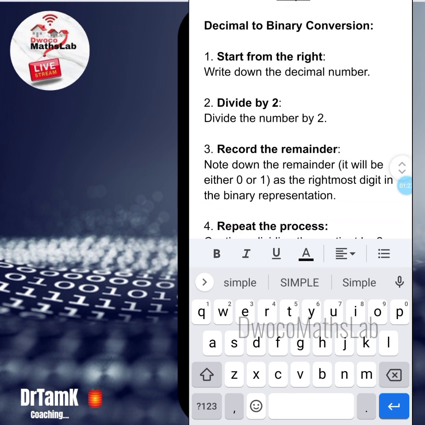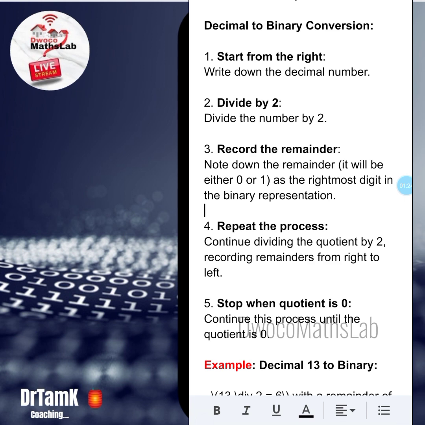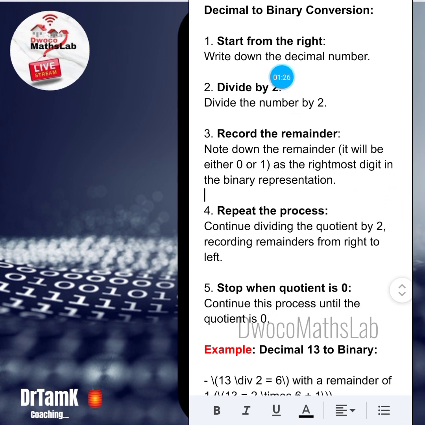Now there are 5 steps to take. Step 1, start from the right. Then divide by 2. That is step 2. Step 3, record the remainder. Step 4, repeat the process. Step 5, stop when the quotient is what? 0. When the last part is 0, you stop. Is that clear? Then you take all the remainders, and that will form your base 2 value for you. Is that okay?